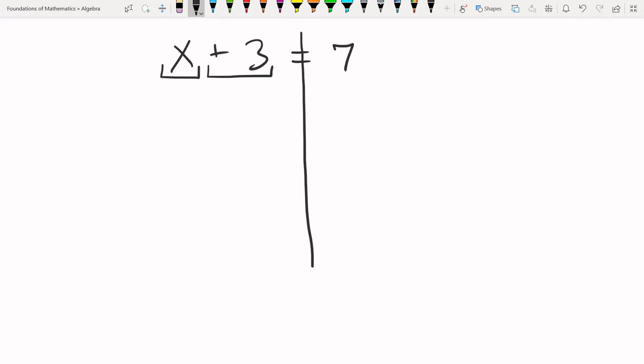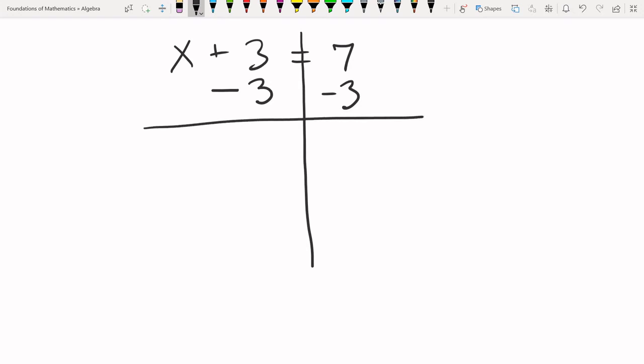So what's the opposite of plus? The opposite of plus is minus. So I'm going to subtract 3. Whatever we do to one side of the equation, we do to the other side of the equation, we subtract 3. Now what do I get? Well, the 3's cancel. Plus 3 minus 3 is 0. And so it pretty much just goes away. And we get only x by itself.